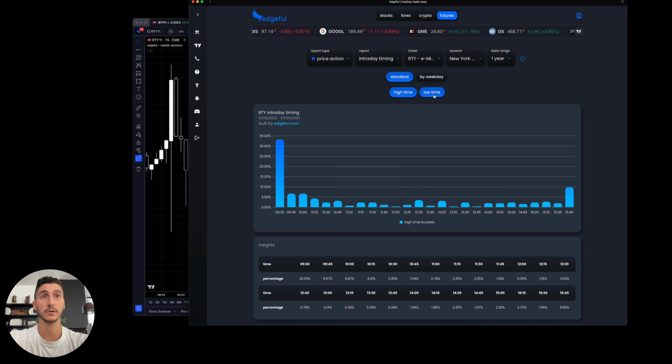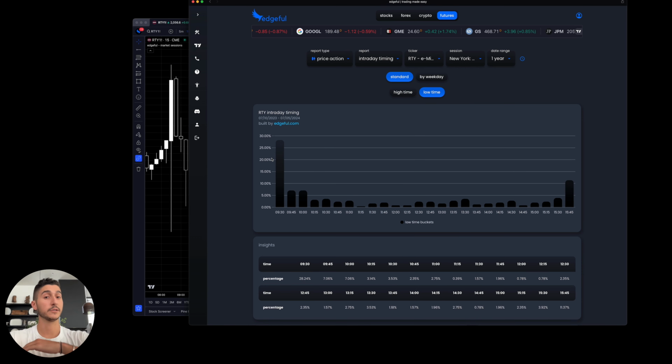Same thing goes for low times of the day. On the days that are a lot more uptrending, you can see that the lowest point of the day tends to be very early in the morning, whether that's 9:30 or 9:45. You can see that the bulk of this is right here between 9:30 and maybe 10:30.